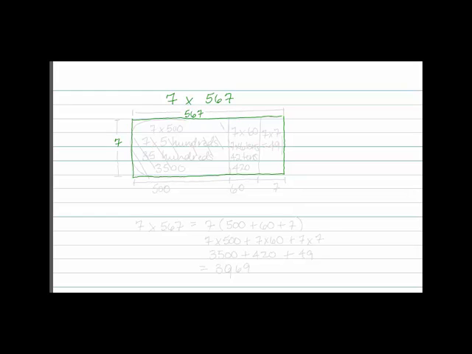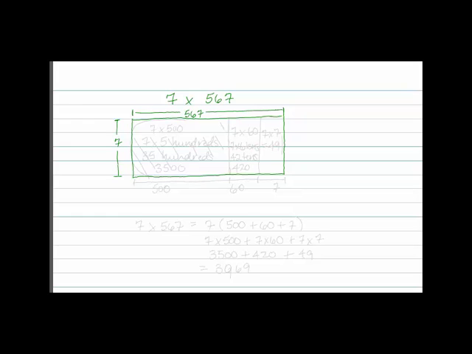multiplication fact. So this is not drawn to scale, but let's just imagine that the height of this rectangle, the width, is 7, and the length here is 567. So if I multiply these together, I get the area of this rectangle. Let's break it down a little bit.